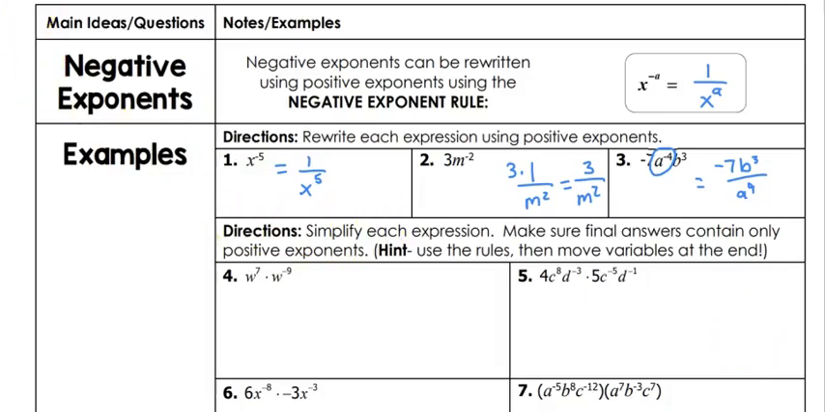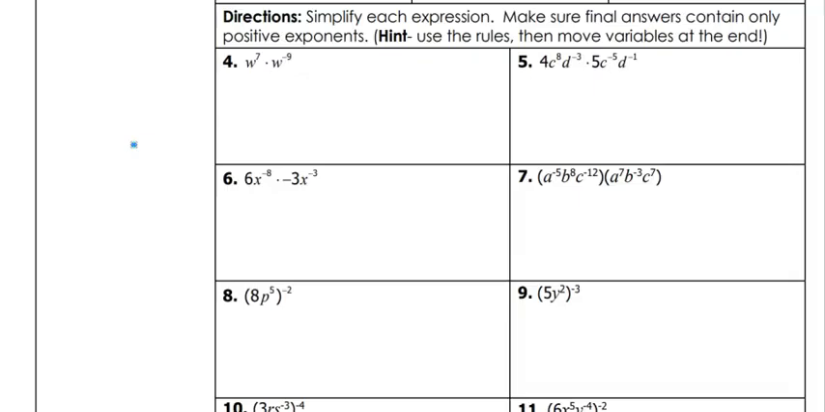Okay. So now we're going to put together the different rules that we have learned. Make sure you pay special attention to this hint here. We're going to use the rules, so simplify as much as possible to where you get down to just one of each variable. Like this has 2 w's right now. We want to get it down to 1 w, and then if we need to move things because of the negative exponents, we'll do that at the end.